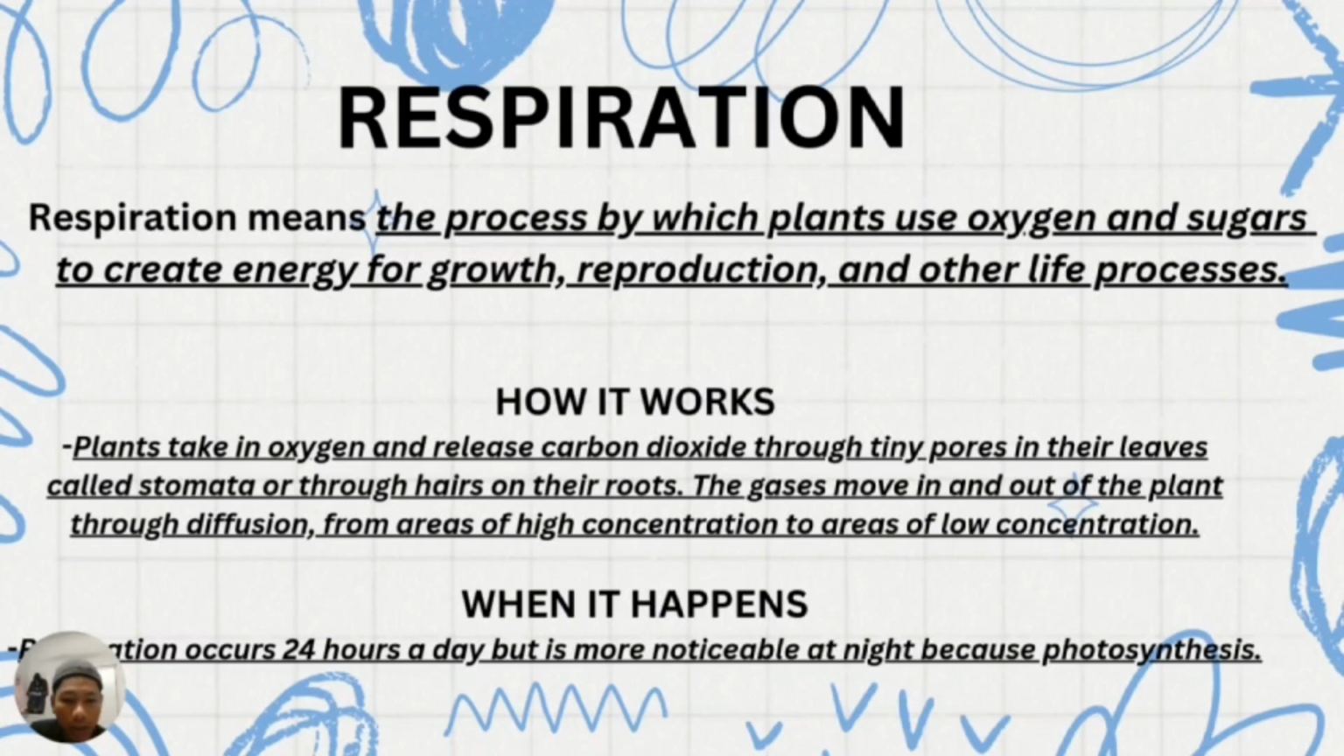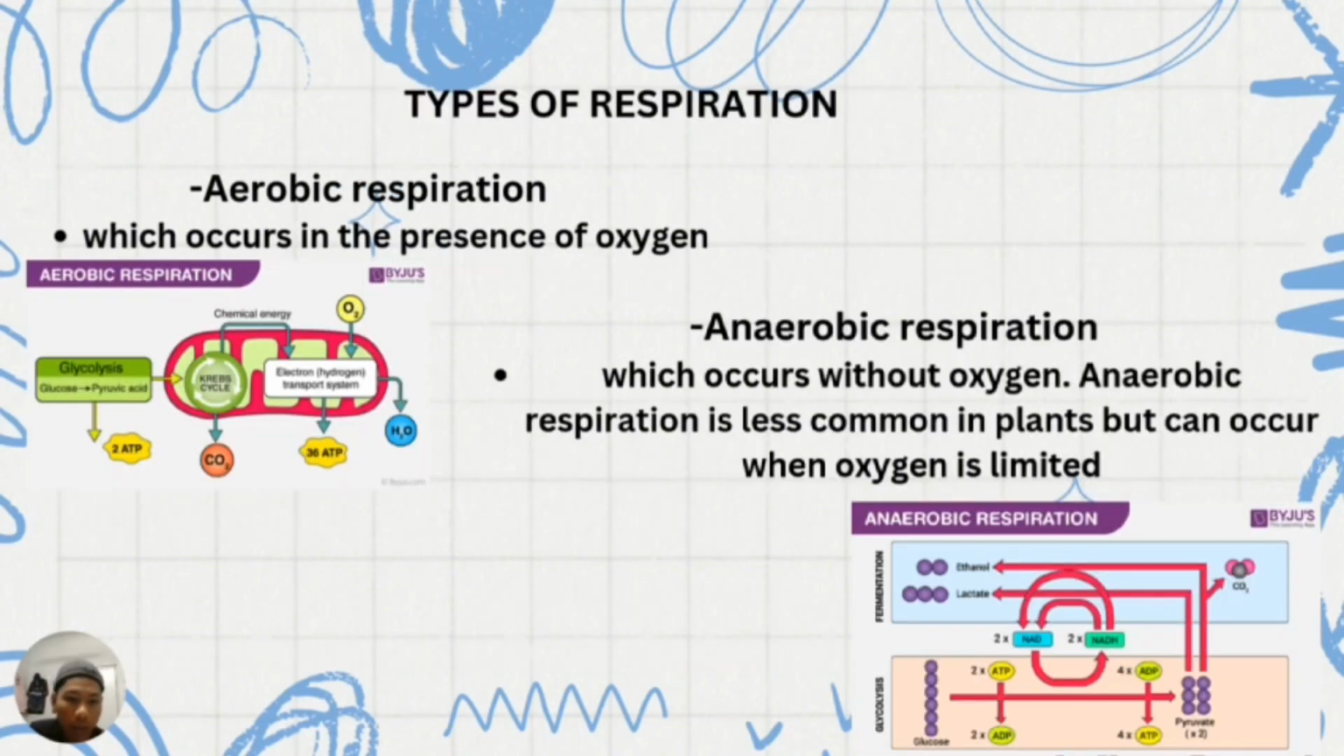The gases move in and out of the plant through diffusion from areas of high concentration to areas of low concentration. Respiration occurs 24 hours a day, but it's more noticeable at night because photosynthesis stops. Types of respiration. We have aerobic respiration and anaerobic respiration. Aerobic respiration occurs in the presence of oxygen, and anaerobic respiration occurs without oxygen. Anaerobic respiration is less common in plants but can occur when oxygen is limited.